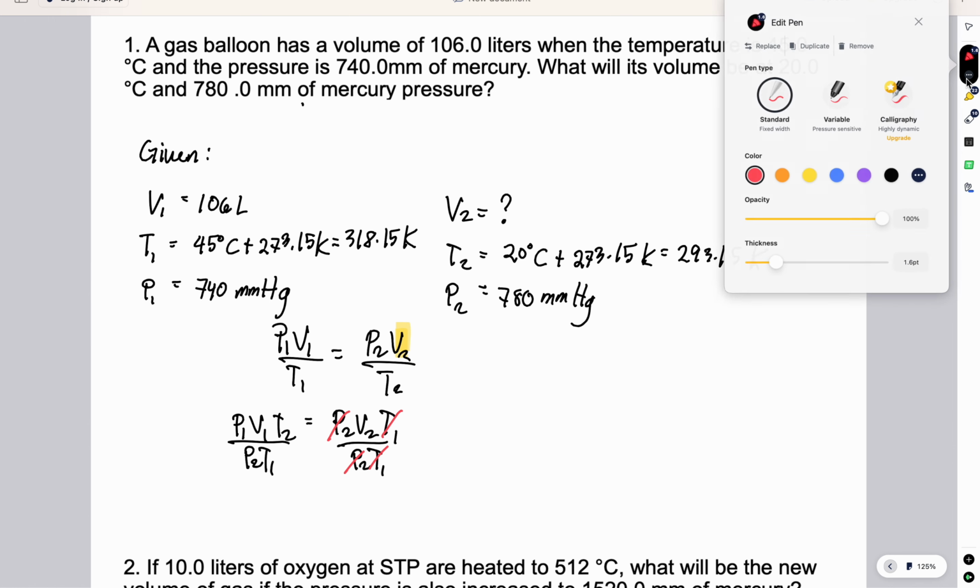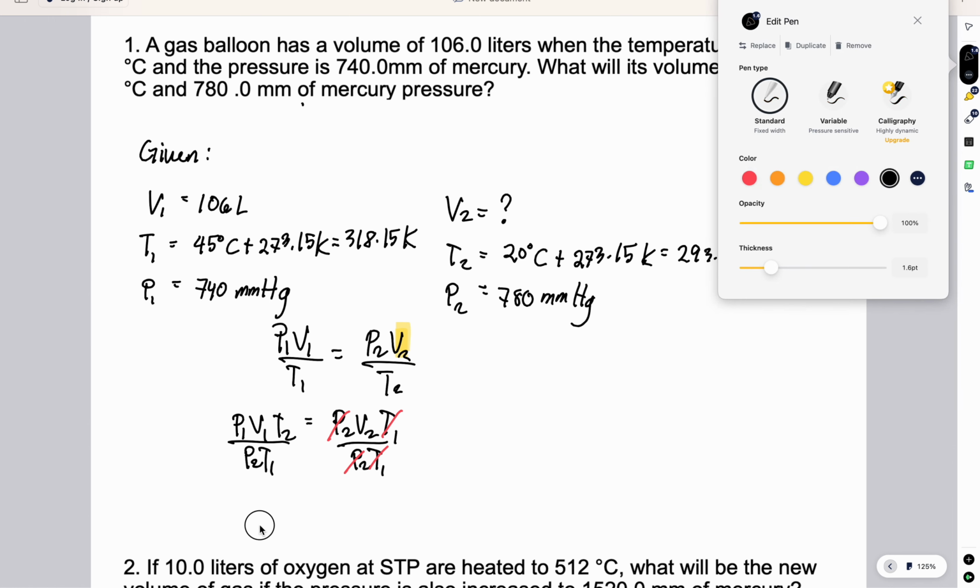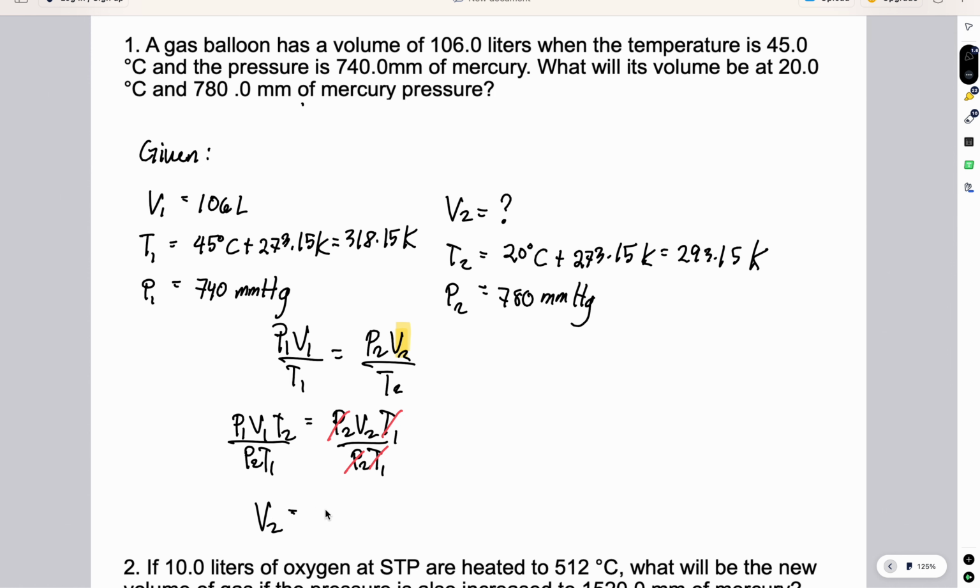And we're left with what? V2 equals P1 V1 T2 over P2 T1. So let's use everything that we have.